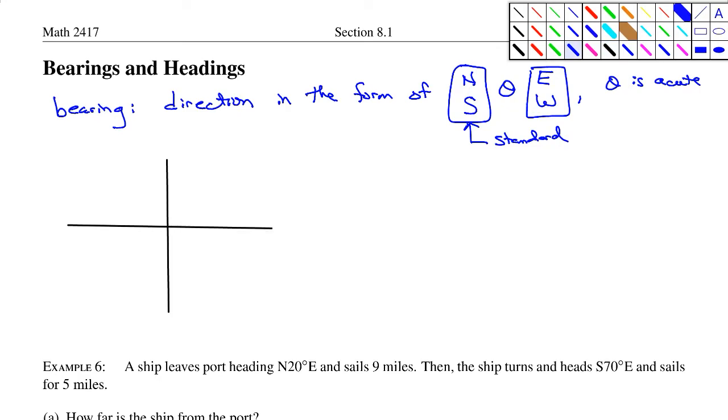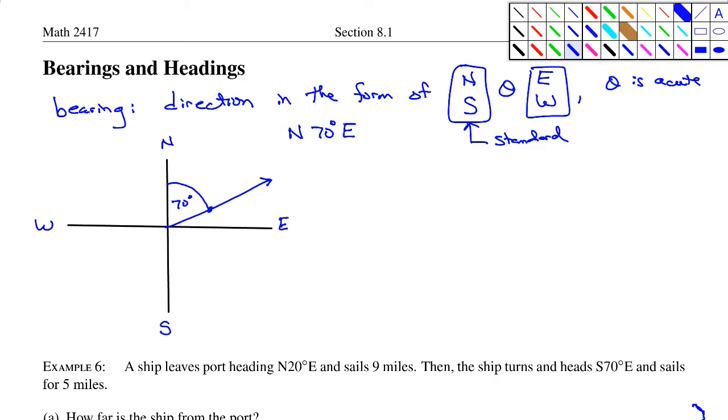Suppose we have this as sort of a coordinate grid system, and this is north, east, west, and south. And we want to talk about a bearing that is north 70 degrees east. So that means we start in the north and we go an angle that is 70 degrees toward the east, which is about right there. So we started north, and then we went 70 degrees.